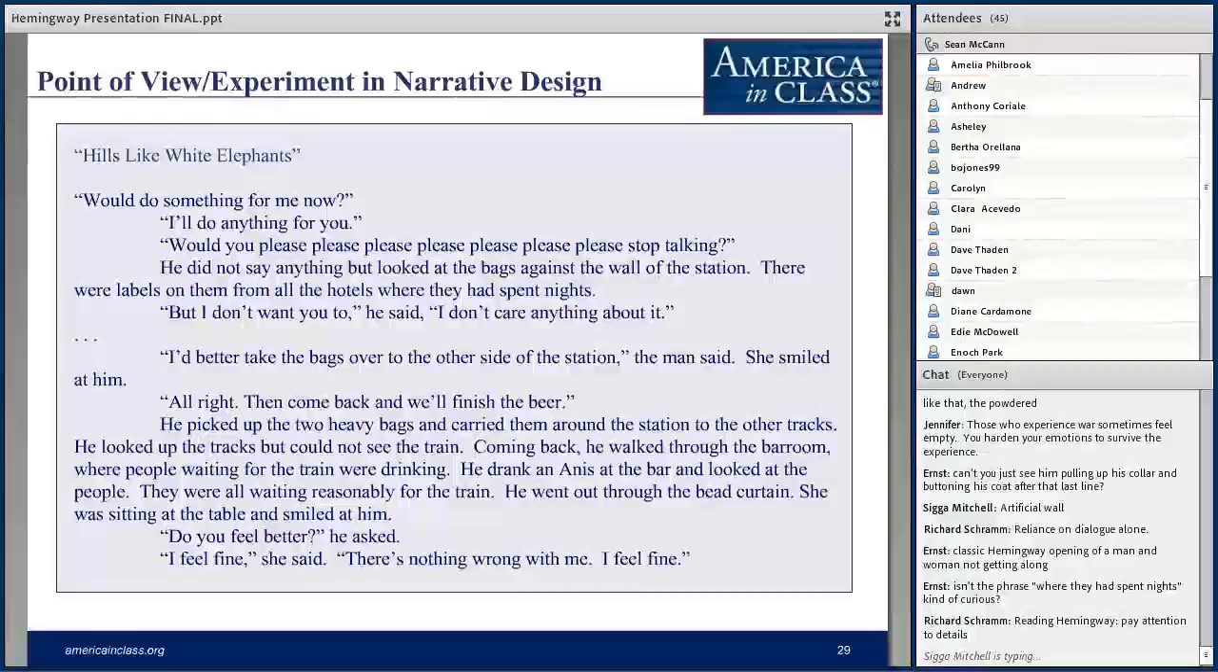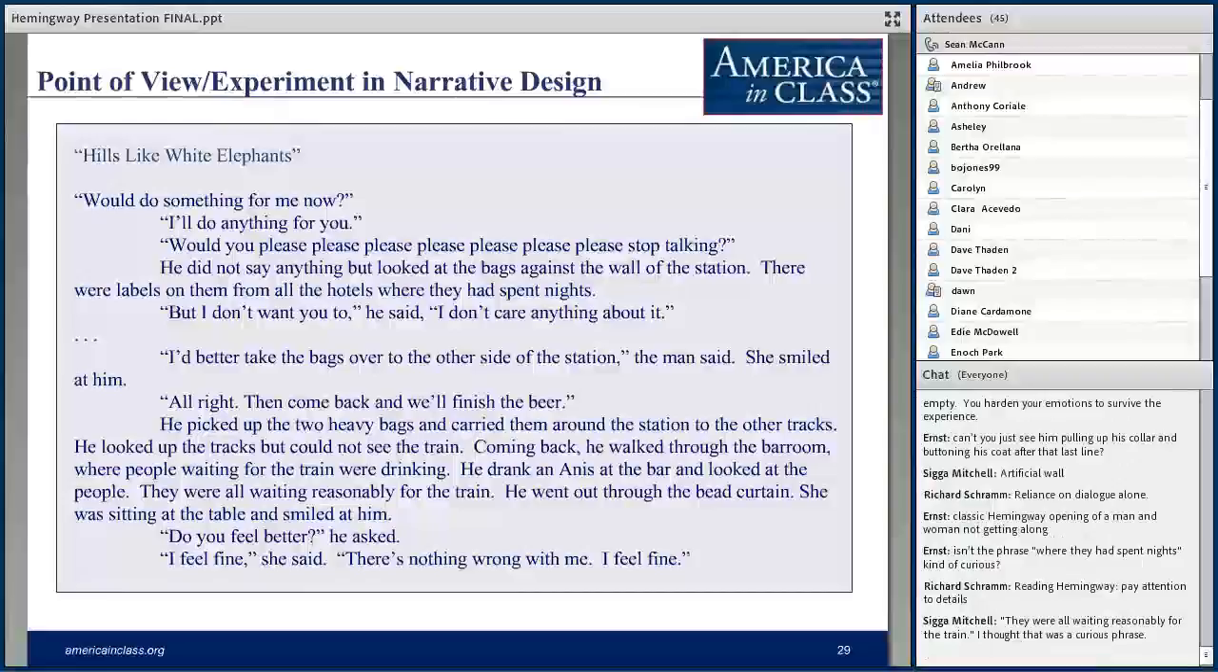Another thing we might note here, by the way, is if we go down to that last paragraph, we can see that, as Richard suggested earlier, he's looking to get away. So one thing we've seen is that he says, I'll take the bags over the other side of the station. The woman says, come back, we'll finish the beer. And we know that when he comes back, he pauses and gets a drink in the bar. He drank an anise at the bar and looked at the people. So we know that he is not rushing back to finish that beer. He's going to pause and have a drink on his own. And that speaks volumes, of course.